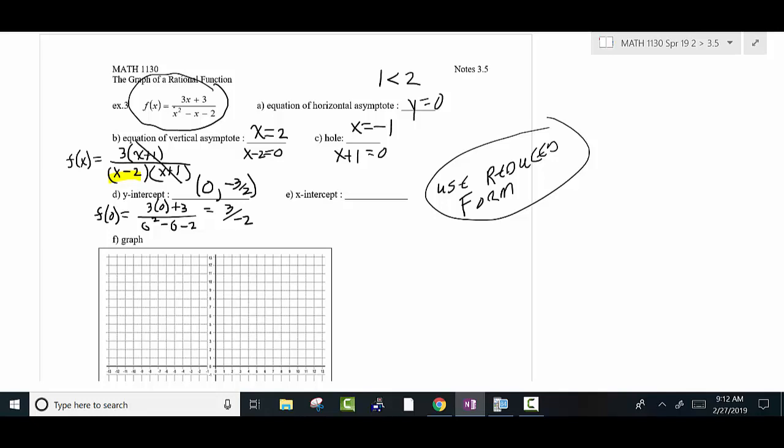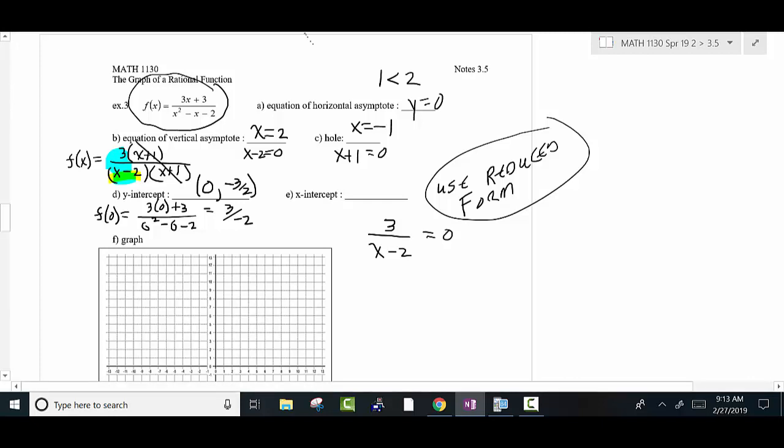You want to use the reduced form because one of those things ended up canceling out anyway. So what we're going to do is we have 3 over x minus 2. That's the reduced form right there. And you're going to set that equal to 0. You always set the function equal to 0, but make sure it's the reduced form. Then you solve the equation.